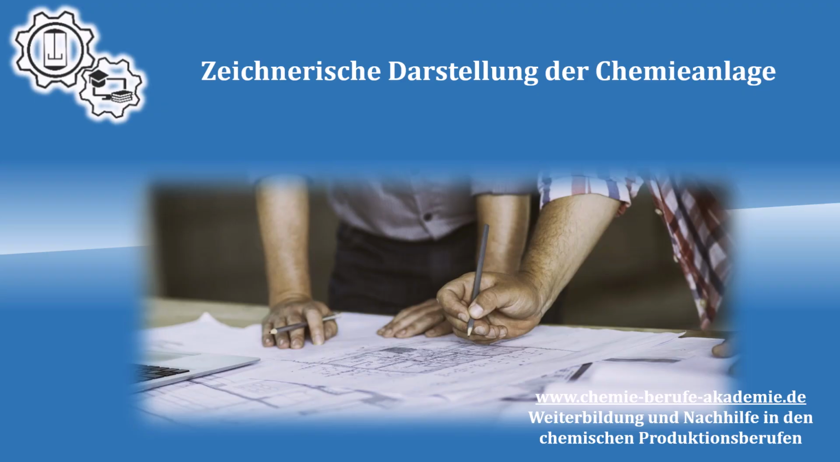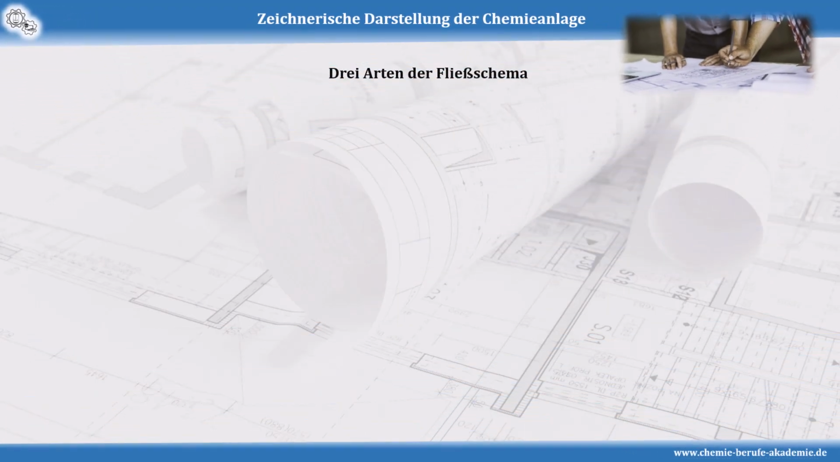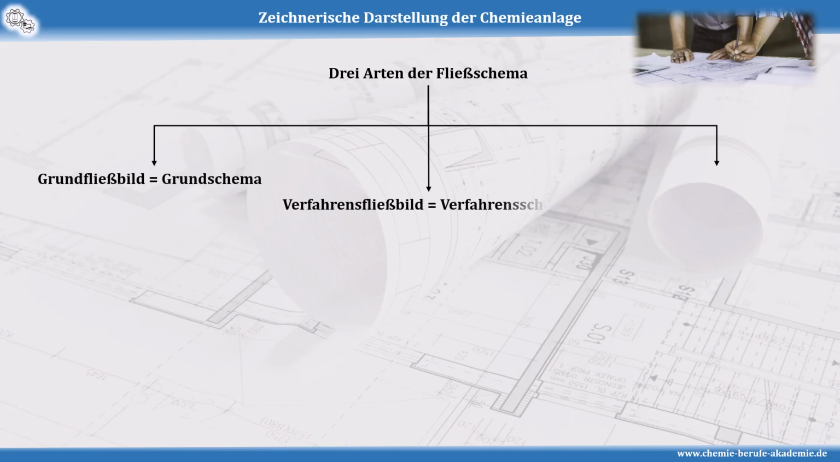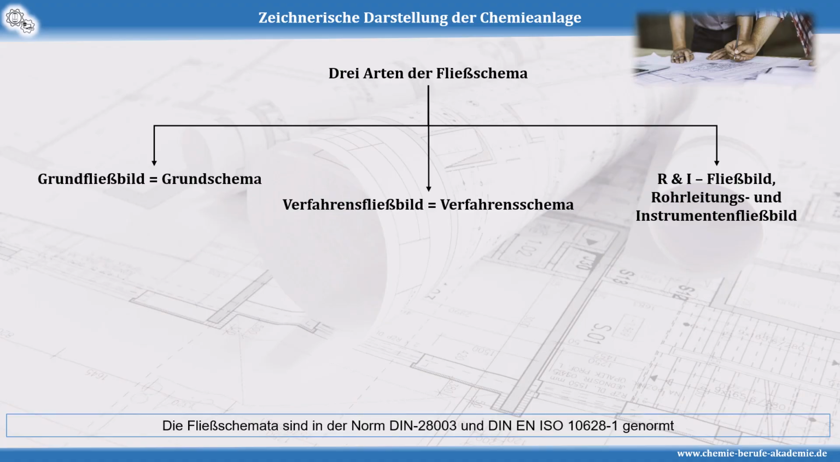In this video, we'll take a look at how to represent a chemical plant in a drawing. To describe a plant and its processes, we usually use three types of flow diagrams. These are the basic flow diagram, the process flow diagram, and the PNID, which stands for piping and instrumentation diagram. All three types are standardized according to technical norms.